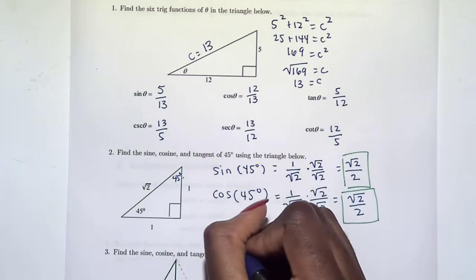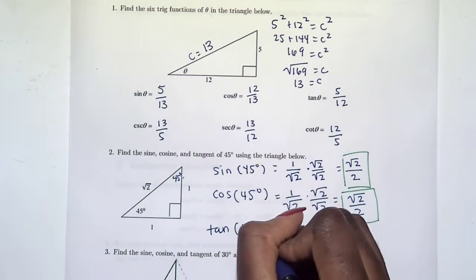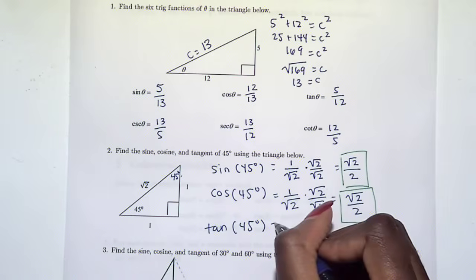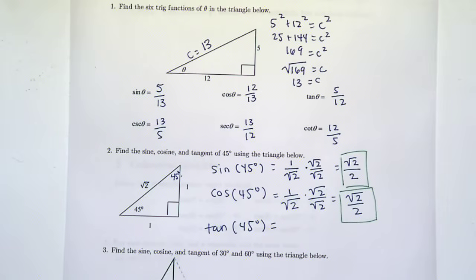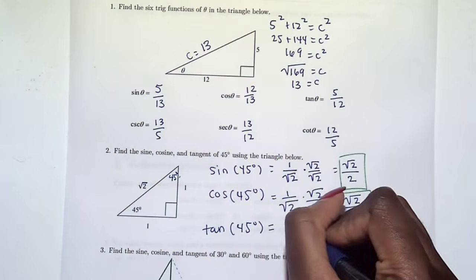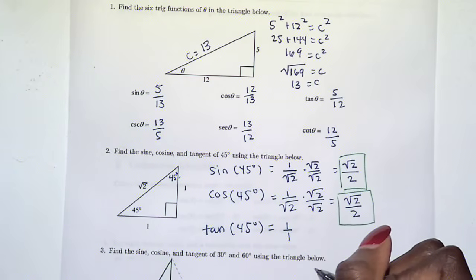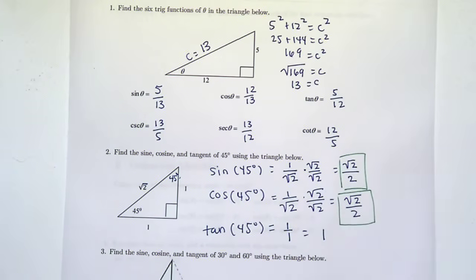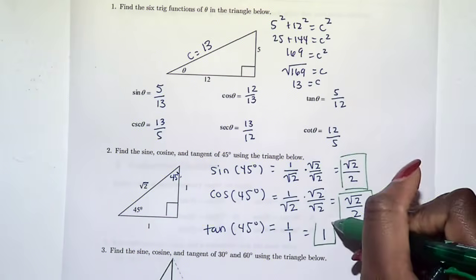And then finally, tangent of 45 degrees. Do we remember what that is? All right, so tangent is opposite over adjacent. So tangent of 45 degrees is 1.